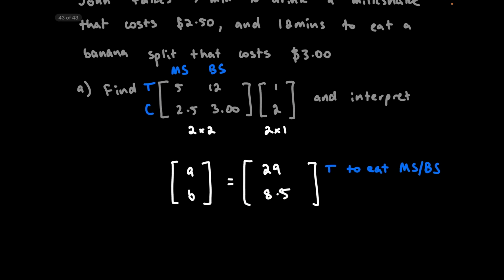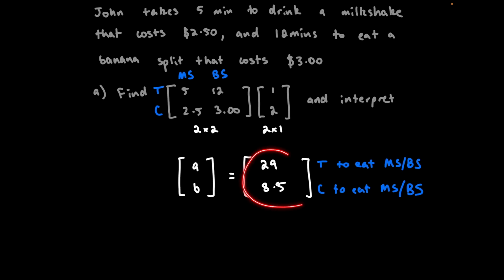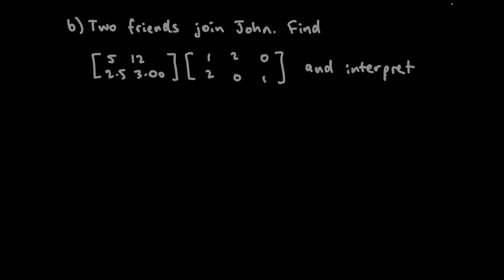So this here is the cost to eat both a milkshake and a banana split. So that is how we can interpret this final matrix here. We can put units here as well. This is minutes and this is dollars. But that's what this final 2 by 1 matrix really means. Okay, so we took time and cost here, and this is really just the culmination of banana split and a milkshake. Now let's have a look at this problem here.